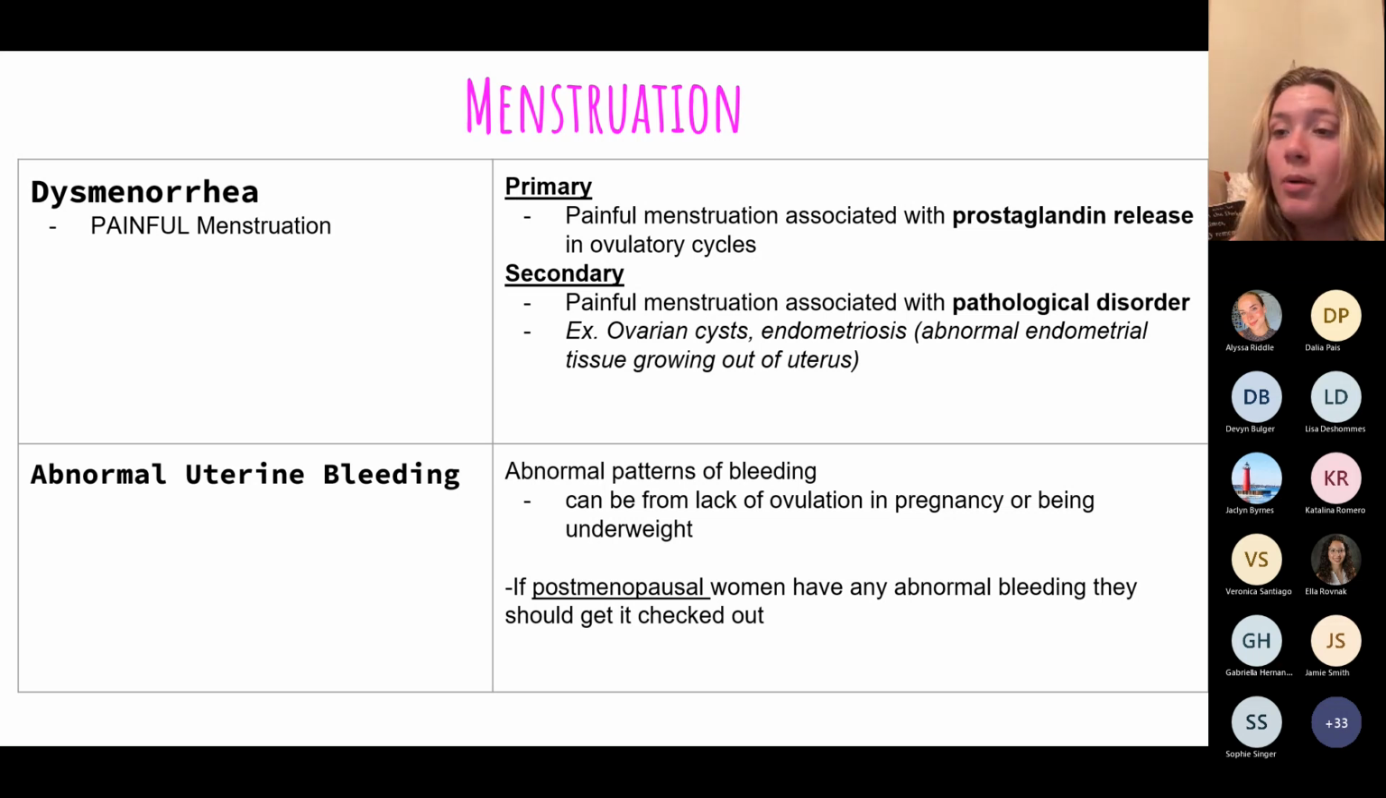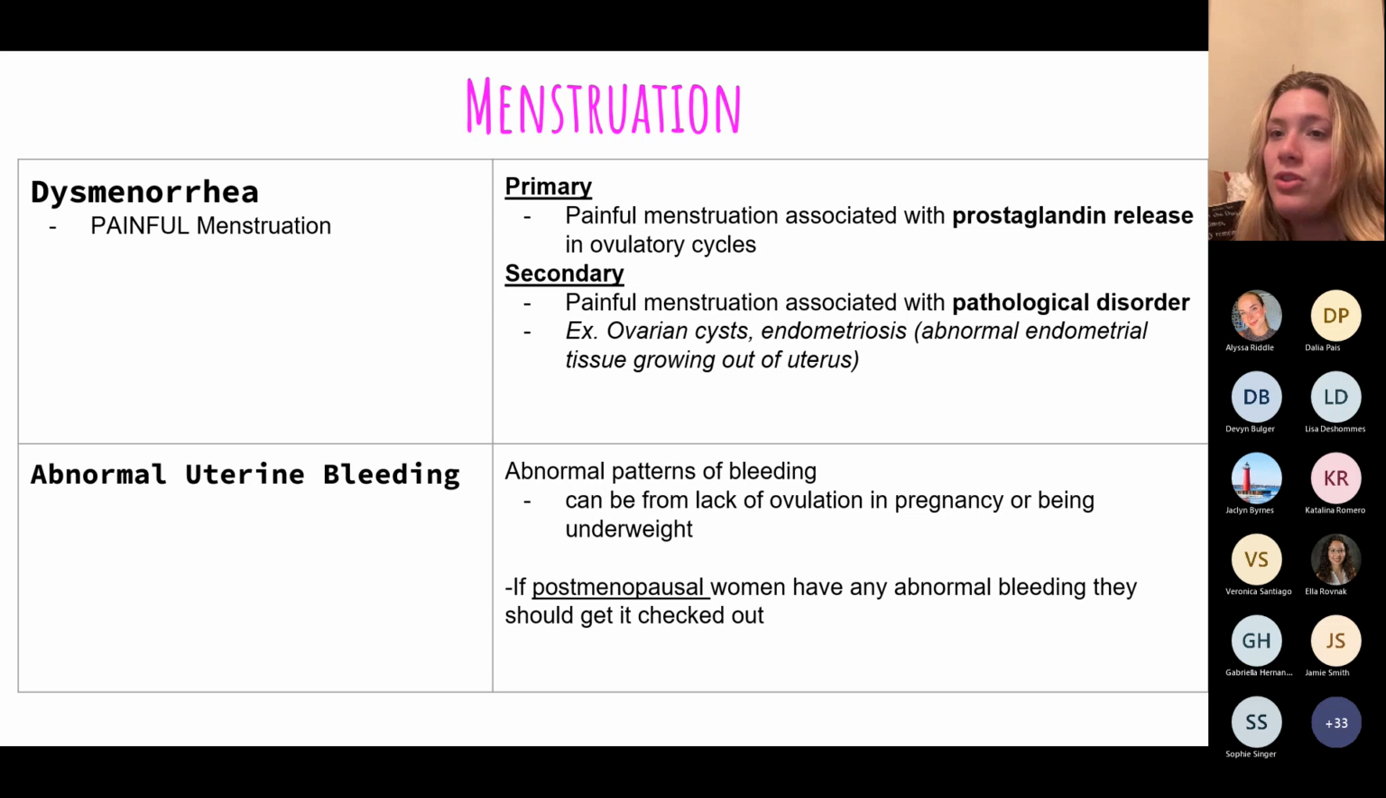Prostaglandin release is a normal part of menstruation, but when we start talking about secondary menstruation, now we have a pathological disorder that's causing this pain. So it's much more than just our prostaglandin release, such as ovarian cysts, endometriosis, etc. Our AUB, abnormal uterine bleeding, this is when we have odd patterns of bleeding.